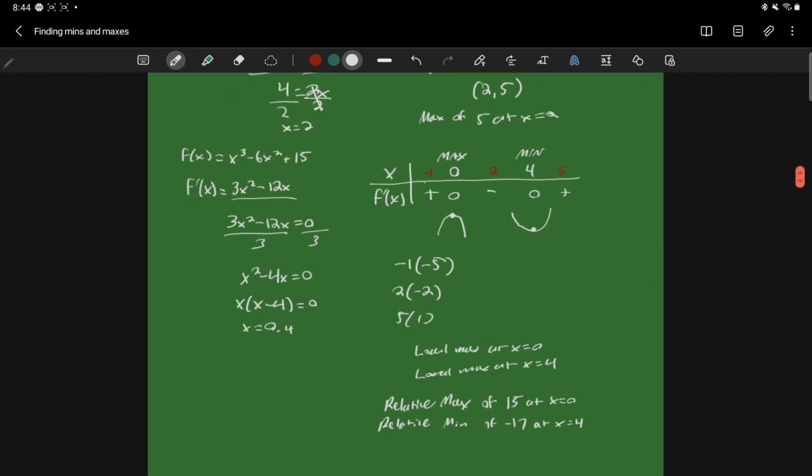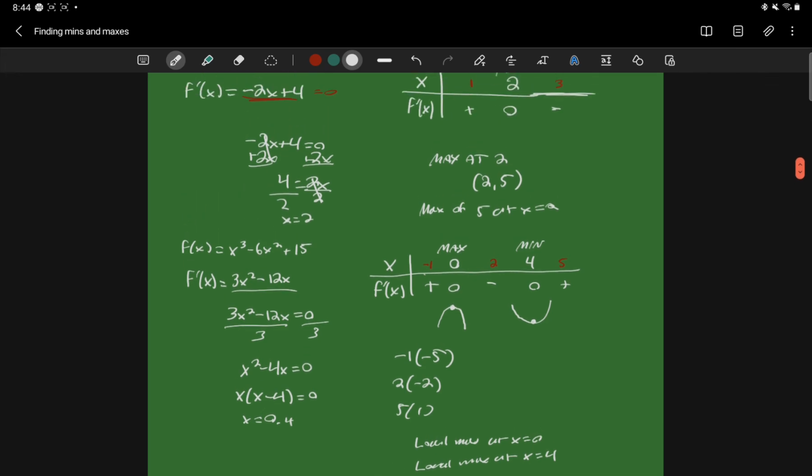So that's pretty much all I wanted to cover today. Just remember to make those charts and test those values, and it'll give you a really good insight into what the function looks like. And just remember the signs have to flip, and the slope has to be equal to 0.